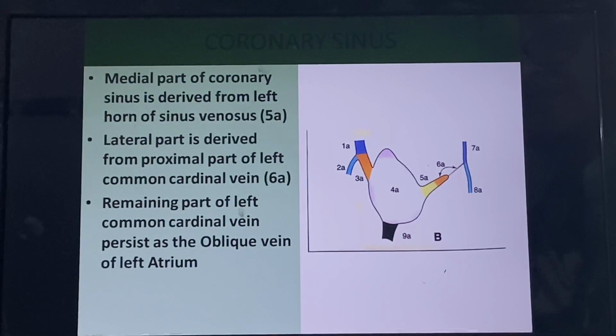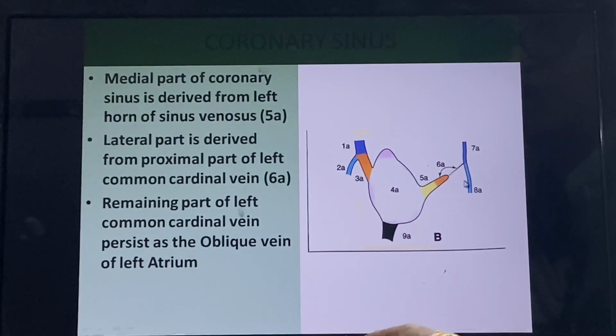Now if we see this diagram, this is the sinus venosus. The medial part of the coronary sinus is derived from the left horn of the sinus venosus, this portion. The lateral part is derived from the proximal part of the common cardinal vein. The remaining part of the left common cardinal vein persists as the oblique vein of the left atrium. So this is the portion.